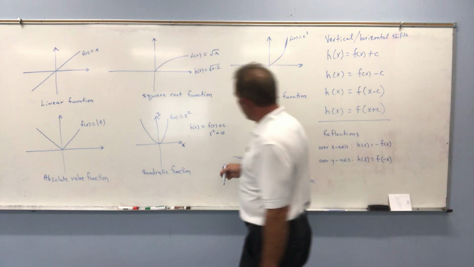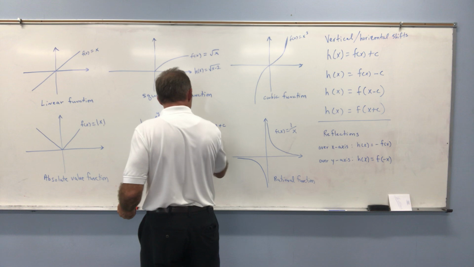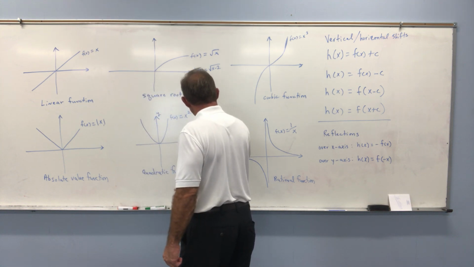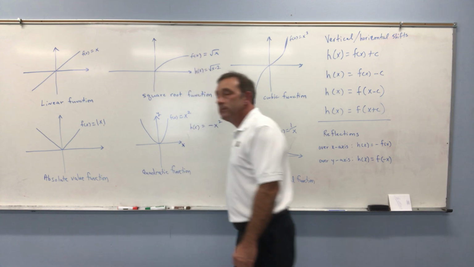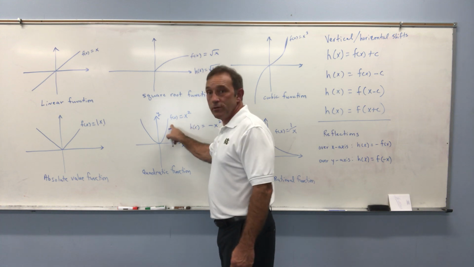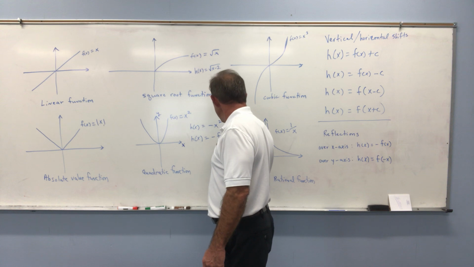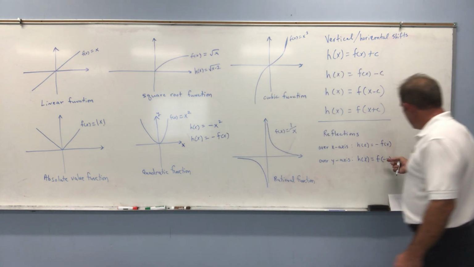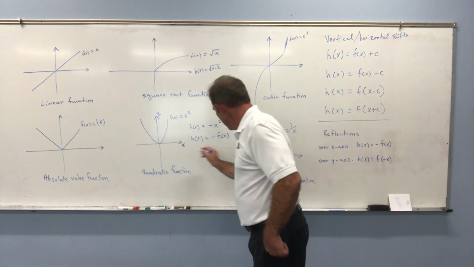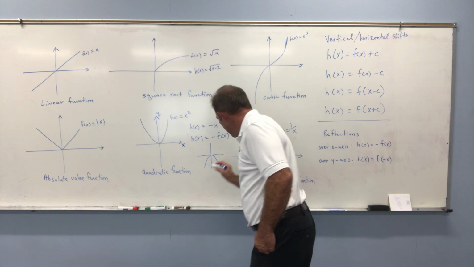So, for example, in this case, suppose we had h of x was negative x squared. Notice that's the negative of this function. In other words, h of x is the negative of f of x. That causes a reflection over the x-axis. So instead of looking like that, it would actually be turned over this way.